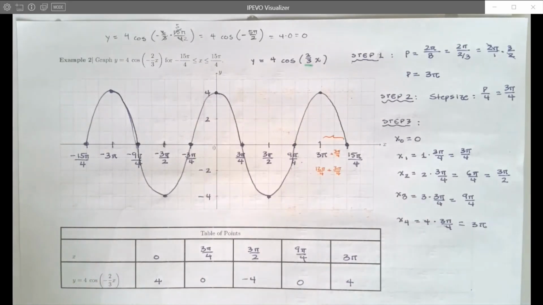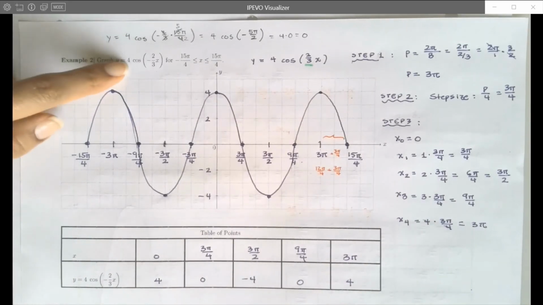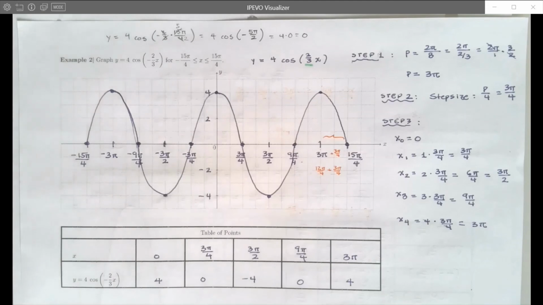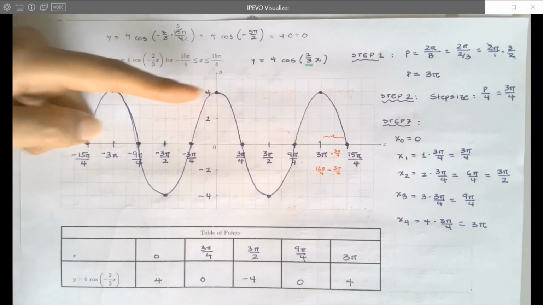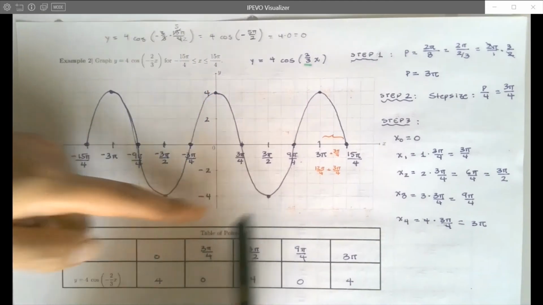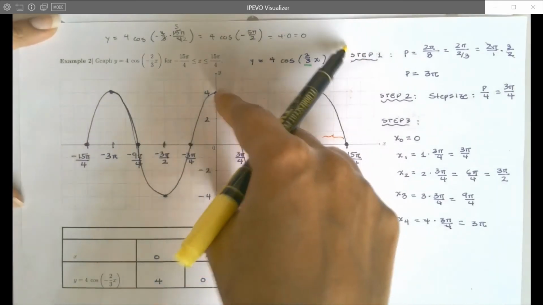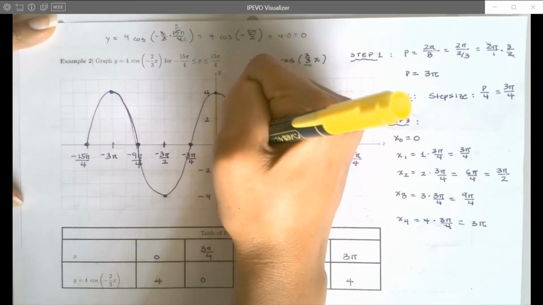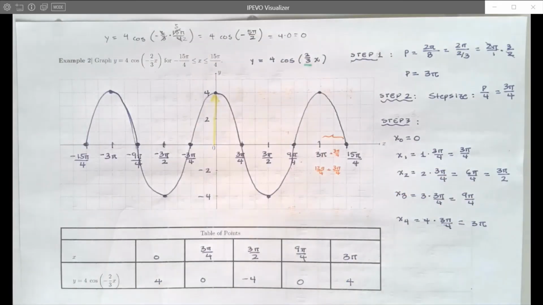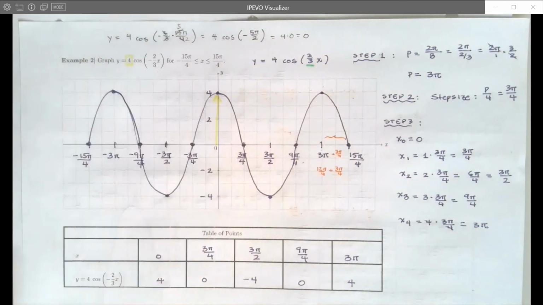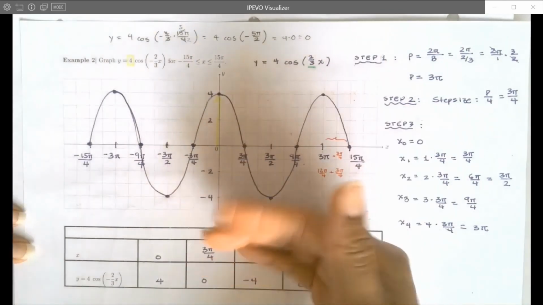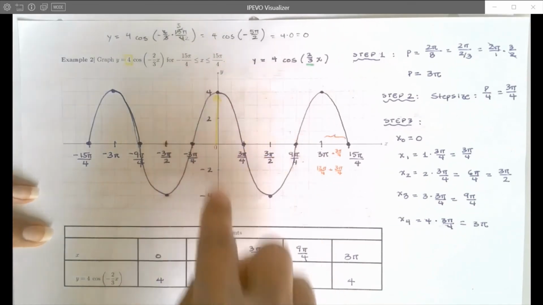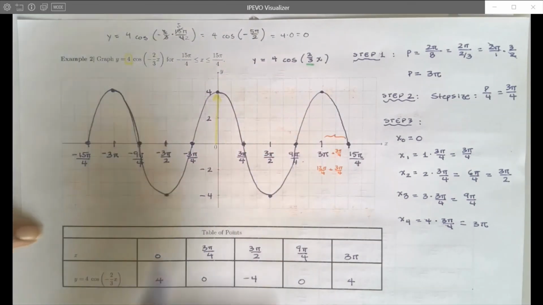Let's check the attributes now. Does it have an amplitude of 4? Well, highest value is 4, lowest value is -4. The distance between these is 8. Half of that is 4. So, yep, it still has that amplitude of 4 with no reflection about the x-axis, right? It started on the positive y-axis, not on the negative. So that looks good.